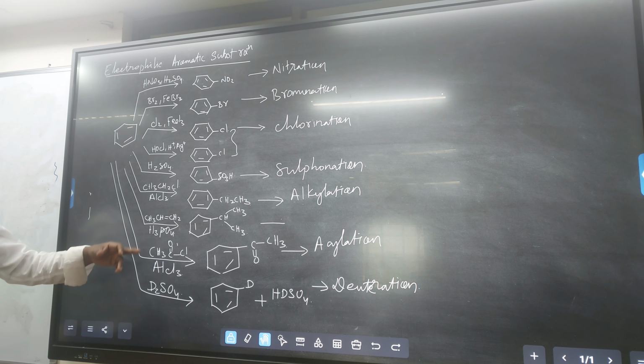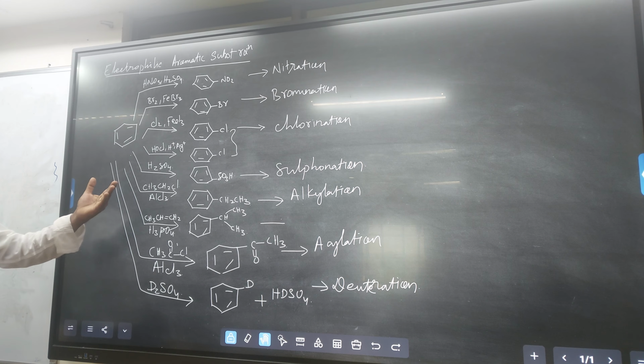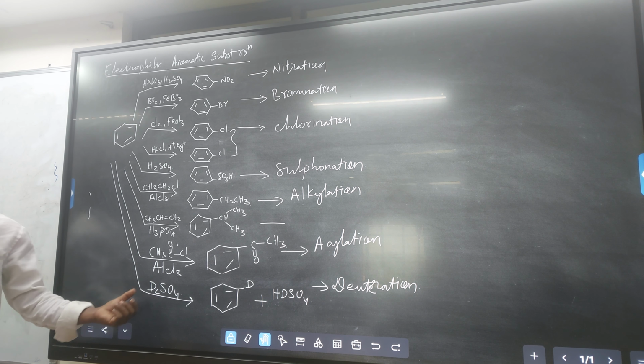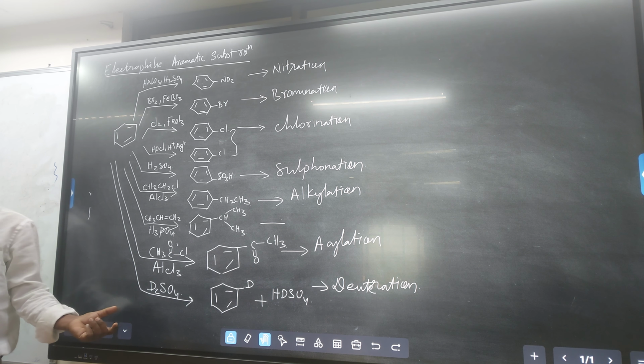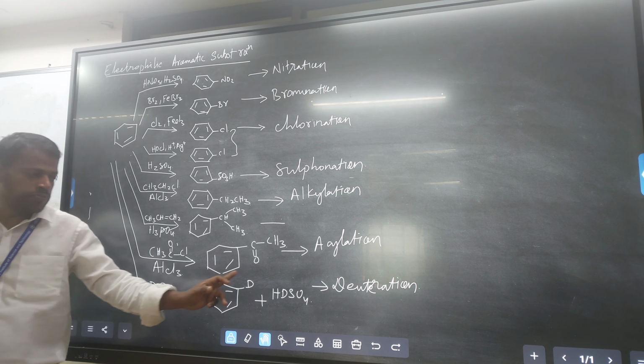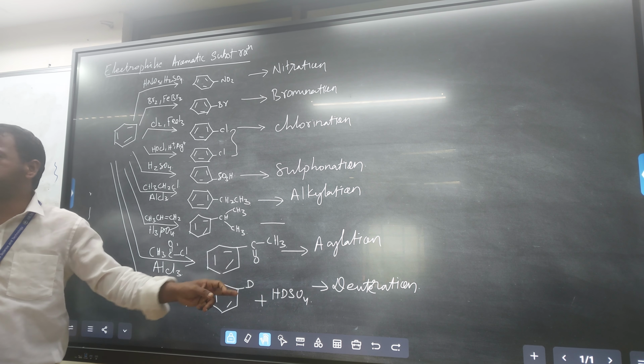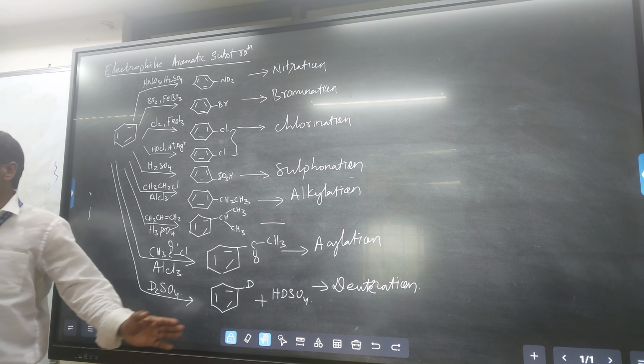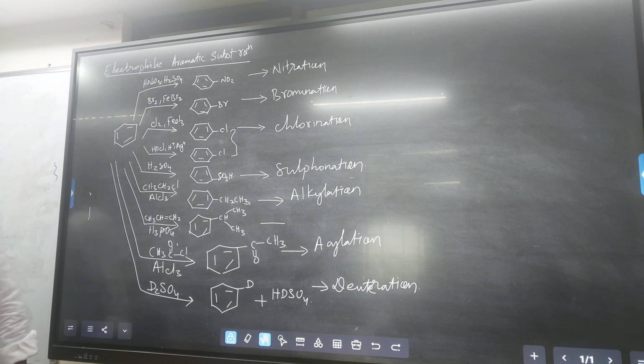D2SO4, deuterium. Instead of sulfuric acid, we can take deuterated sulfuric acid, D2SO4. Instead of one proton, we add one D. So finally, your product is HDSO4.